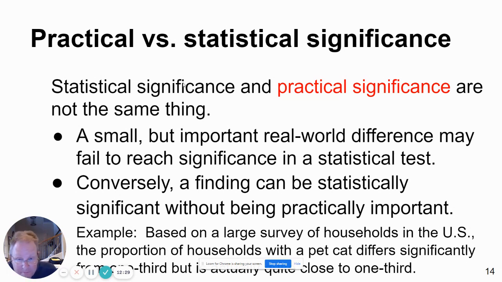On the other side of the coin, a finding can be statistically significant without being practically important. So, based on a large survey of households in the US, they found that the proportion of households with a pet cat differs significantly from 1/3, but is actually quite close to 1/3. So there's a statistically significant difference, but in the final analysis, who really cares? So the practical significance is a question of, do you really care about the difference?